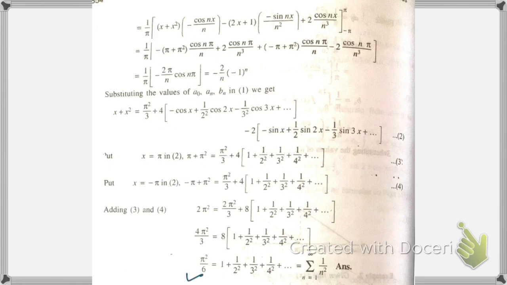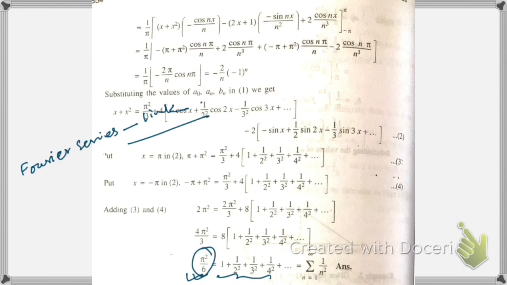So here you can see the sum of this series is pi square by 6. Okay, so if you have no idea about Fourier expansion, you can watch my videos on Fourier series. The links of the playlist are given in the description box. I have mentioned Fourier series there, and the link is there. So you can watch all the videos, then you will get the idea.